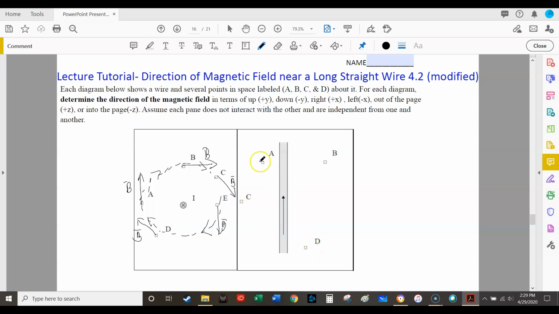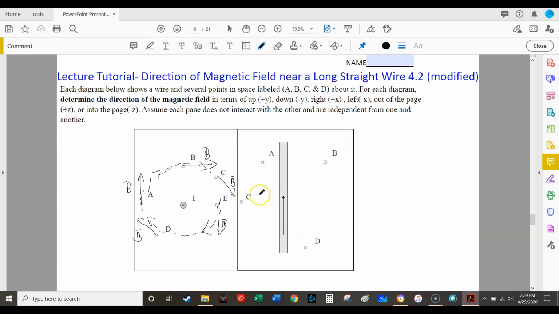So A and C are just to the left of the wire. B and D are just to the right of the wire. So try to get the magnetic field to the left of the wire and right of the wire and assign the directions to the magnetic fields. So try the right-hand rule and pause the video and try this one right now.